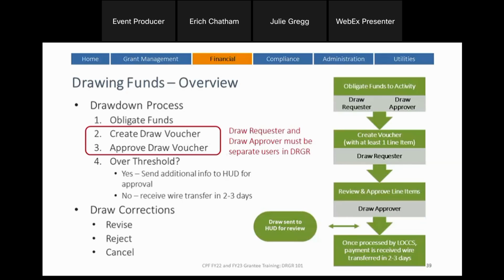If the voucher is within your threshold and your limitations, then it should submit overnight and funds should be transferred to your organization's banking account within the next day. In the drawdown module, you can also revise, reject, or even cancel vouchers that perhaps have been set up incorrectly. Next slide, please.